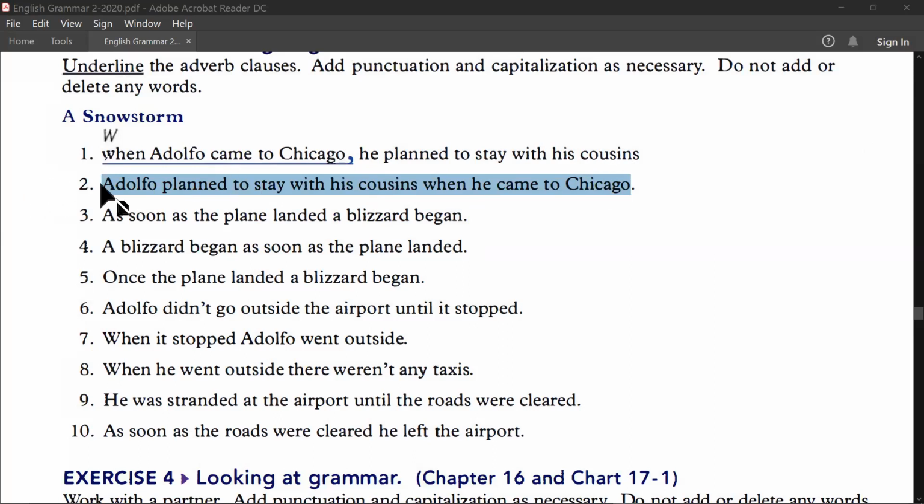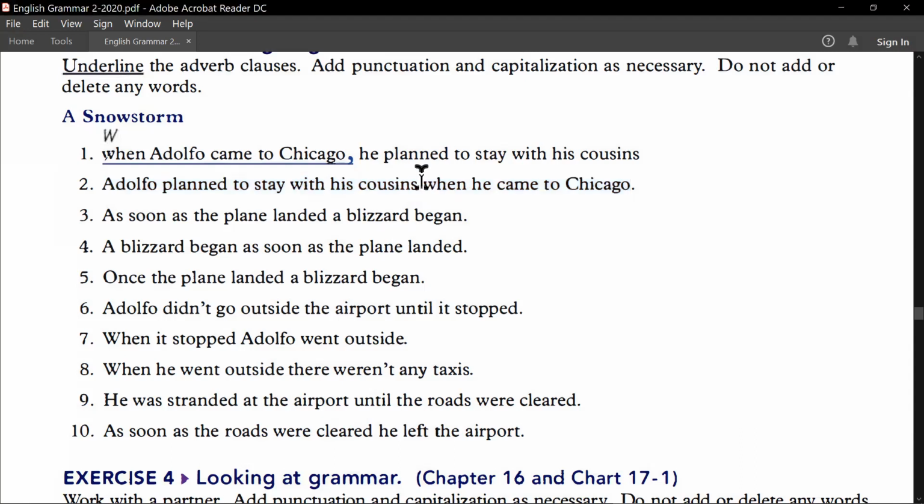Adolfo planned to stay with his cousins when he came to Chicago. Excellent, very good. I won't ask you to add punctuation and capitalization, we have none. It ended with a period. Excellent.